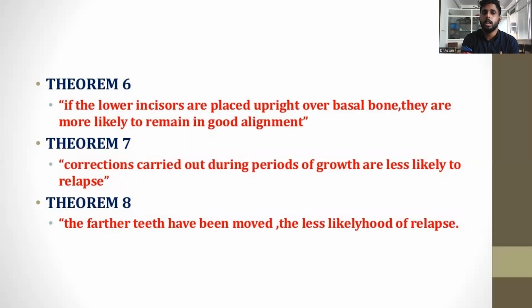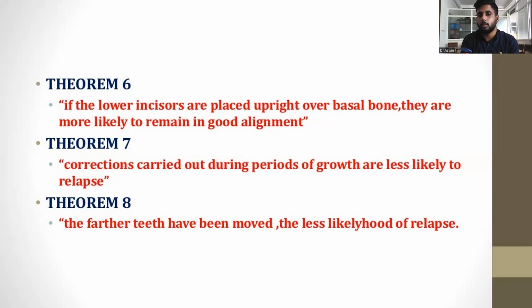So the sixth theorem is: if the lower incisors are placed upright over the basal bone, they are more likely to remain in good alignment. So the lower incisors should be upright over the basal bone. In cephalometrics, we can tell it like a 90-degree incline. The angulation of the lower incisors should be 90 degrees. So when the teeth are upright over the basal bone, there is less chance of relapse.